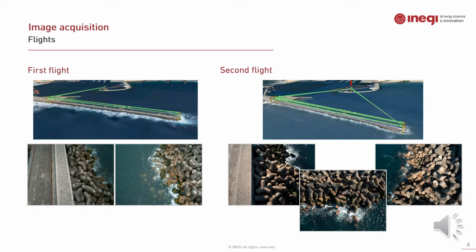And on the second flight, an extra run across the length of the breakwater was added, with the drone further out into the sea and the camera pointed towards the breakwater. This was an attempt at covering an additional angle that would capture some of the spaces between the tetrapods, which were obstructed in the other 2 views.